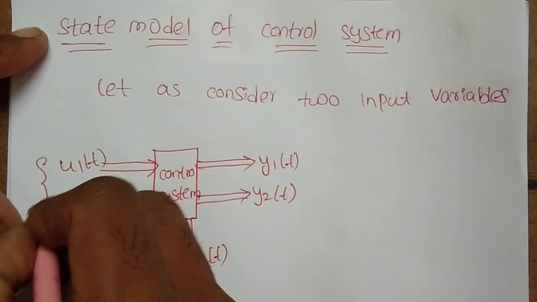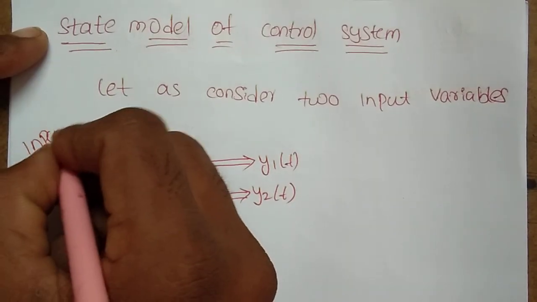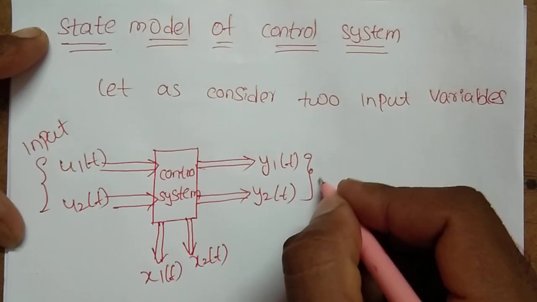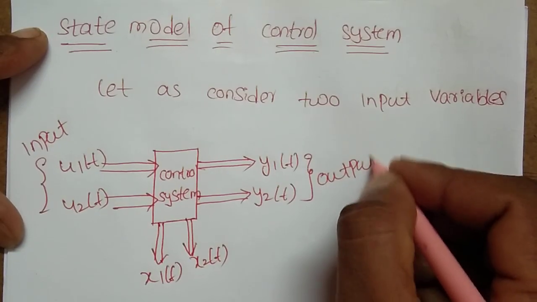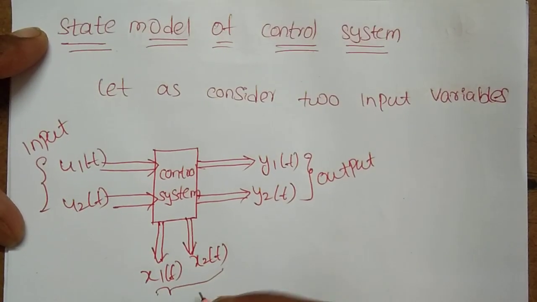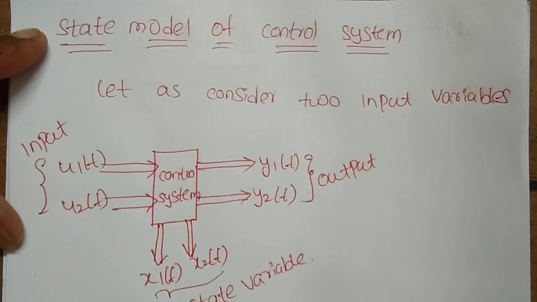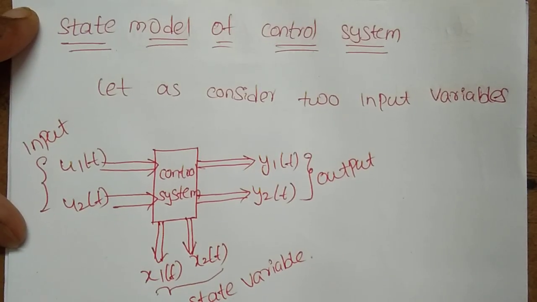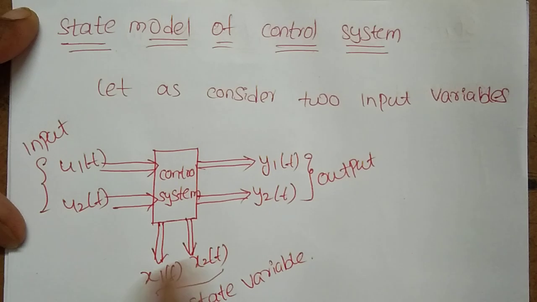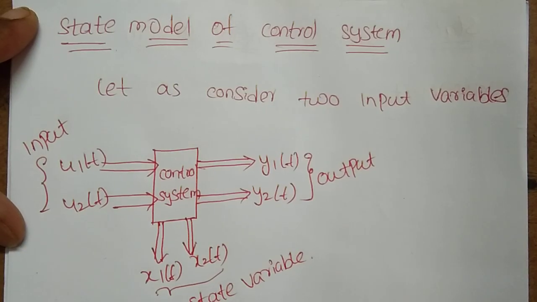These are the two inputs, the outputs, and the state variables. This is the state model of the two input control system. Simply by using this diagram, you can write the state equation and output equation.